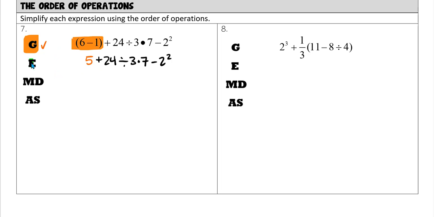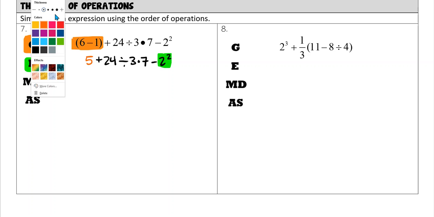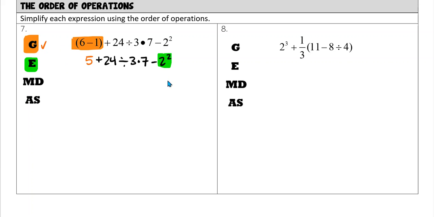Next, we move on to E, which is the exponent step. So I look and I see that I do have an exponent here. So that's that 2 squared. So we know that 2 squared is 4, but if I wasn't sure, I can always type it into the calculator. And then everything else stays exactly the same. We didn't change anything except for that 2 squared. I look, there are no more exponents, so my exponent step is good to go.